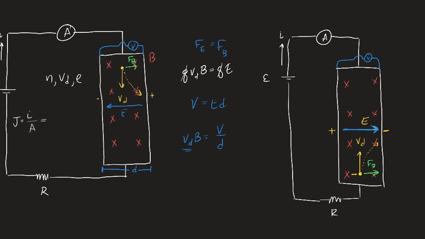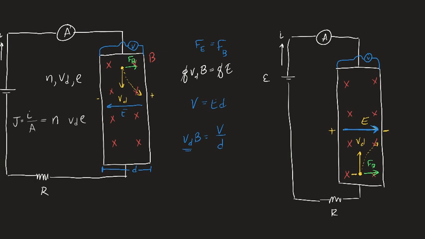Yes, sir. Is it I is equal to N A V E? I is equal to N A V E, something like that. Well, I have the A on the other side, so this is what I would probably have written down. Current density equaled N times V_D times e.